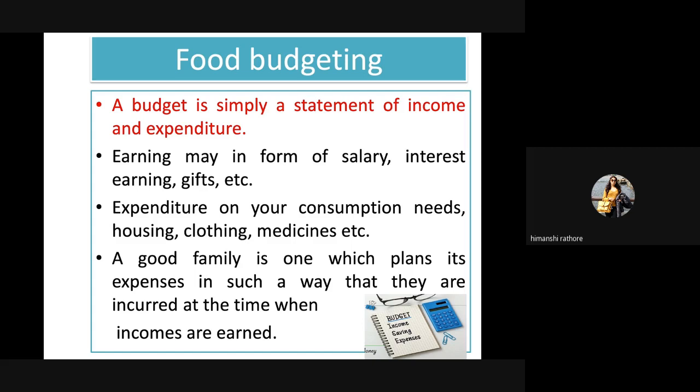Means when you are making any budget, a good family is one where you are left with some amount of money even after meeting all the requirements of your family. If you are buying food, clothes, you have a house, you bought medicines also, but then you are left with some money, you are not in negative. That is a good way of spending your money. So this is all about budget.